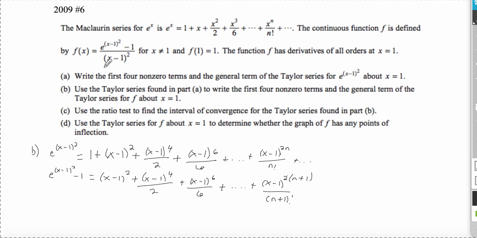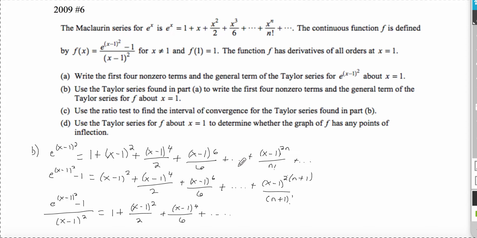Okay. What else do I need to do? I need to divide everything now by x minus 1 squared. This will be e to the x minus 1 squared minus 1, divided by x minus 1 squared. So I'm going to do that to everything in here. X minus 1 squared divided by x minus 1 squared is going to be 1. Plus, divide this by x minus 1 squared. It's going to take 2 x minus 1 factors out of the top. So that's x minus 1 squared now, over 2. Plus, I'm going to divide an x minus 1 squared into this, so it's going to lose 2 out of there. This will be x minus 1 to the fourth over 6.